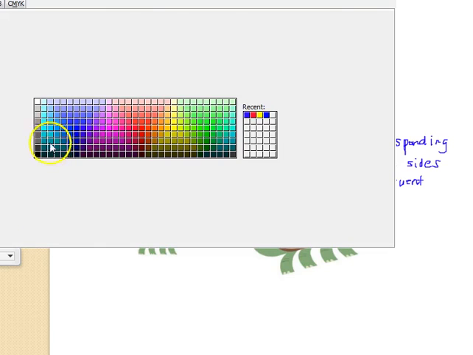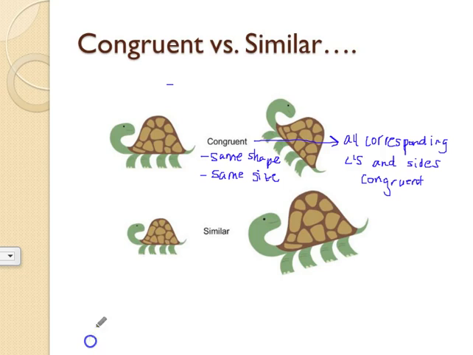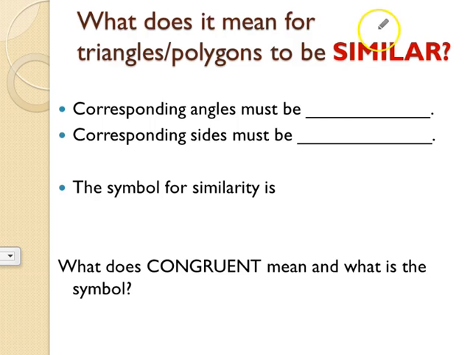Now look at similar. We've got something different going on there. We can see for similar that we have the same shape. They're both turtles, but now we have different sizes. So we talked about all corresponding angles and sides being congruent with congruent shapes, where now we're going to learn something about the corresponding angles and sides of similar objects.